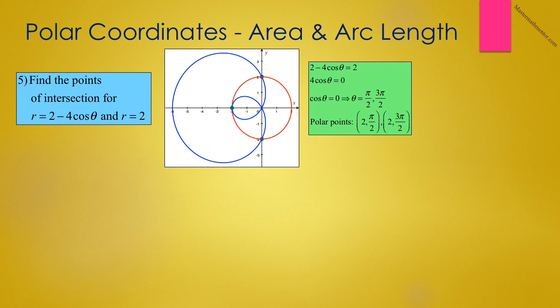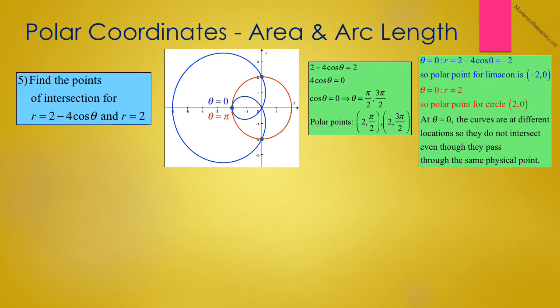To find them, we set the two equations equal to each other. 2 minus 4 cosine theta equals 2, giving 4 cosine theta equals 0. And that gives cosine theta equals 0, and we have theta is equal to pi over 2 and 3 pi over 2. So our polar points of intersection are 2, pi over 2, and 2, 3 pi over 2. But we said that there were 3 points of intersection. What happened to the point of intersection at the point -2, 0?